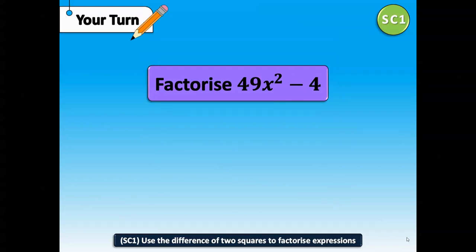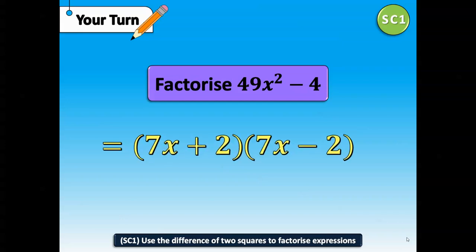Here's a question for you to have a go at. Pause the video, and when you're ready to see your answer, press play. So for this question, the square root of 49 is 7. So we're going to have 7x. And the square root of 4 is 2. So we're going to have 7x plus 2 and 7x minus 2.